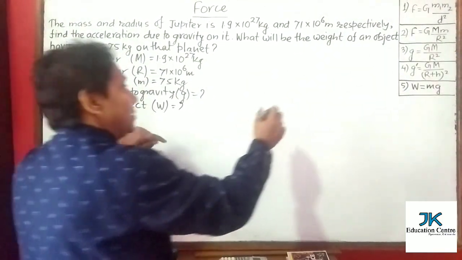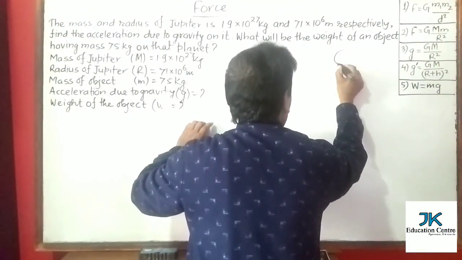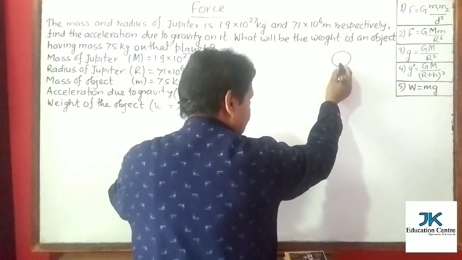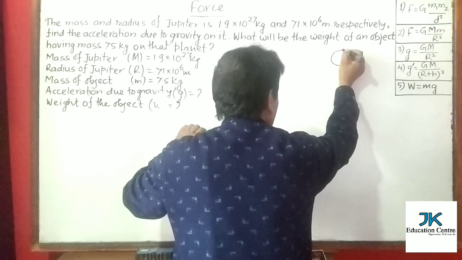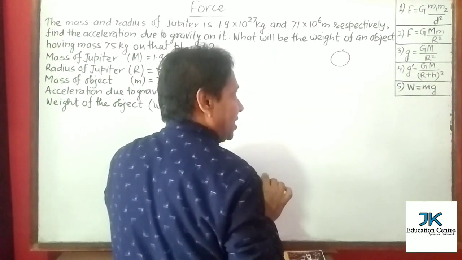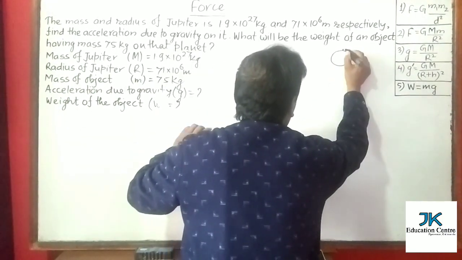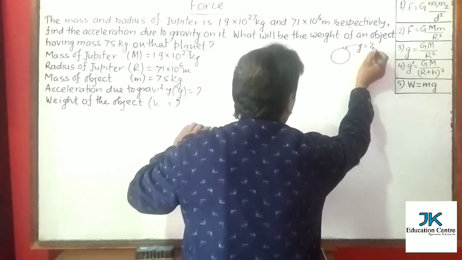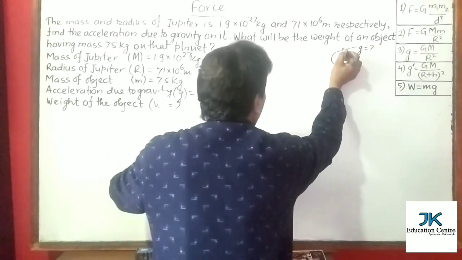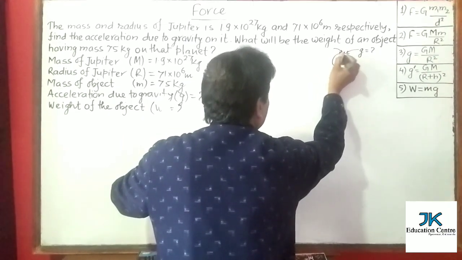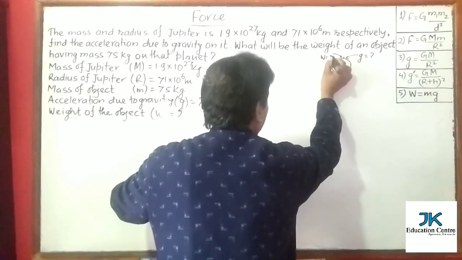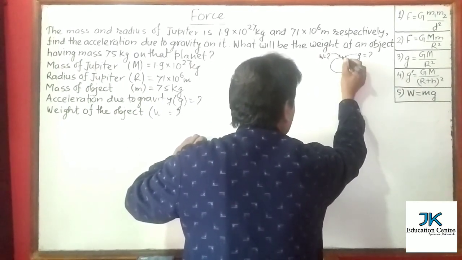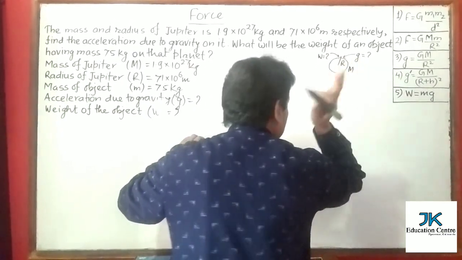This situation can be understood with the help of a diagram like this. Let's say this is Jupiter and there is a body on its surface. Its mass is 75 kg. We are going to find out acceleration due to gravity on its surface, that is g, and we are going to find out the weight of this body on its surface, it is W. And for this we have been given mass of Jupiter and radius of Jupiter.